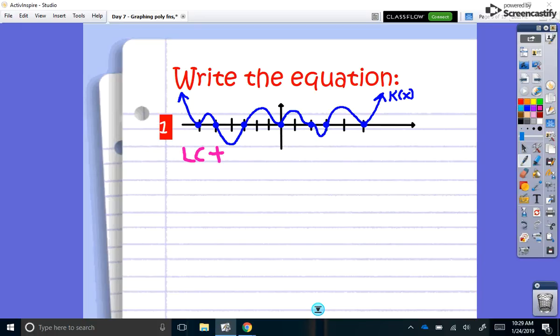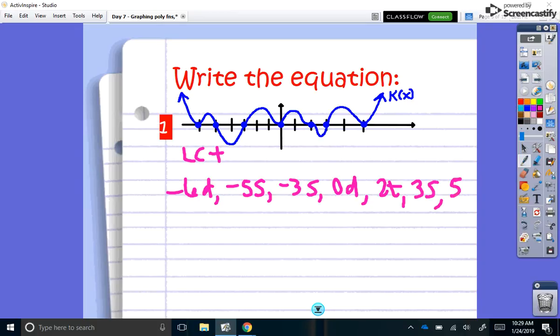We have -6 is a double solution. -5 is a single. -3 is a single, 0 is a double, 2 is a triple, 3 is a single, 5 is a double.